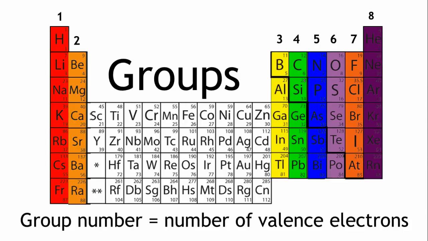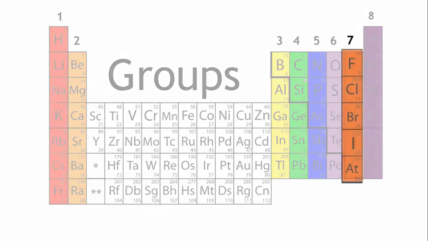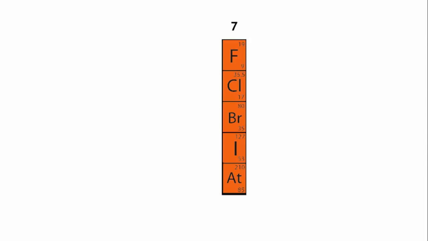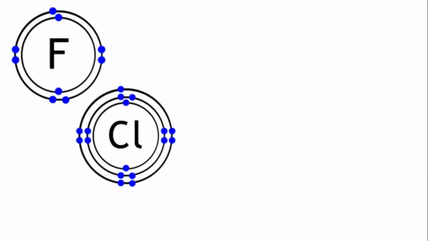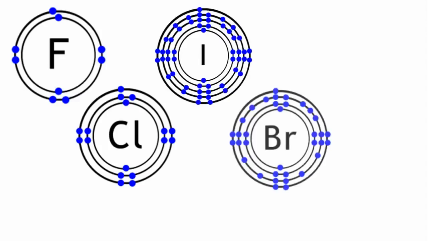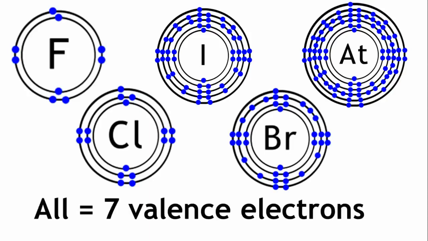The number of electrons in the outer shell governs elements' reactivity, which is why elements in the same group have similar properties. The group number can tell you how many electrons are in this shell. For example, let's look at group 7: fluorine, chlorine, iodine, bromine, and astatine. They all have 7 electrons in their outermost shell and all exhibit similar chemical characteristics.